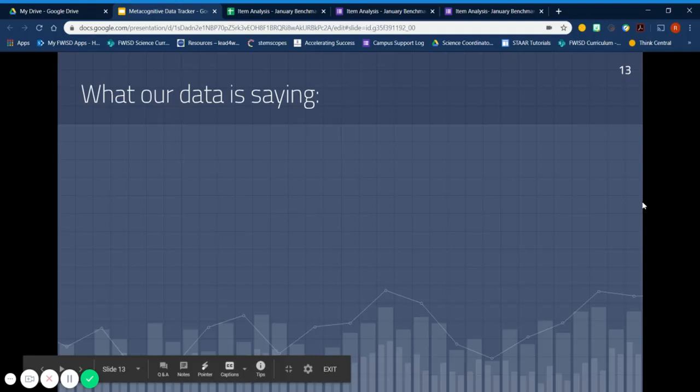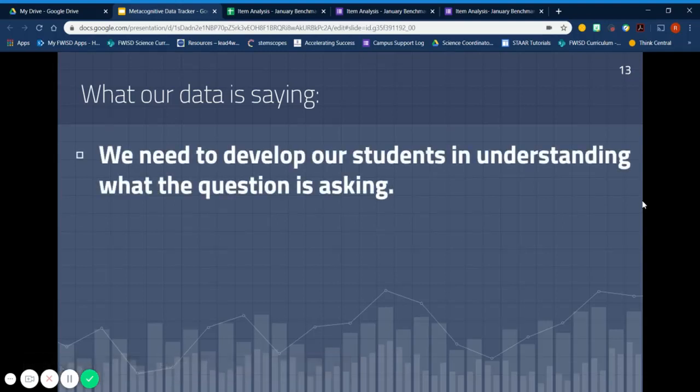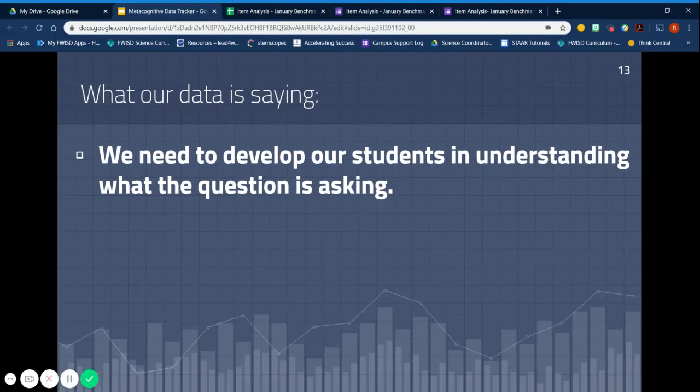So what does this data tell us? Number 1, we need to develop our students in understanding what the question is asking. If we're not doing that, or if we're just plain avoiding that, then we're missing between 30 and 50% of the time when a student gets a question wrong. They're saying it's because they didn't understand what the question was. So if we're not developing that skill in our students, we're really missing the boat there.